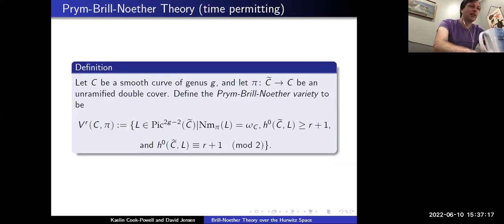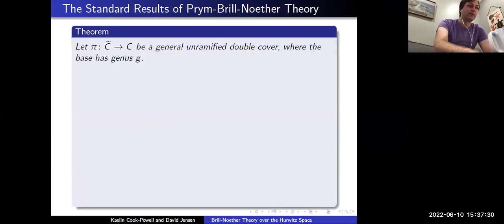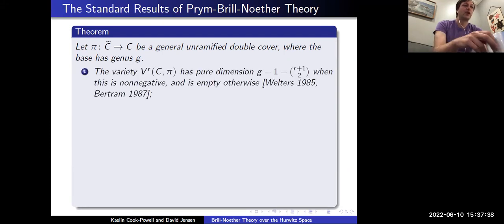And just like in the previous two settings, there's a bunch of standard results about these Prym-Brill-Noether varieties when your unramified double cover is general. So if you take a general unramified double cover where the base is genus g, then the Prym-Brill-Noether variety has pure dimension g minus 1 minus (r+1 choose 2) when this is non-negative, and it's empty otherwise. This is proven, I think, independently by Welters and Bertram in the 80s.